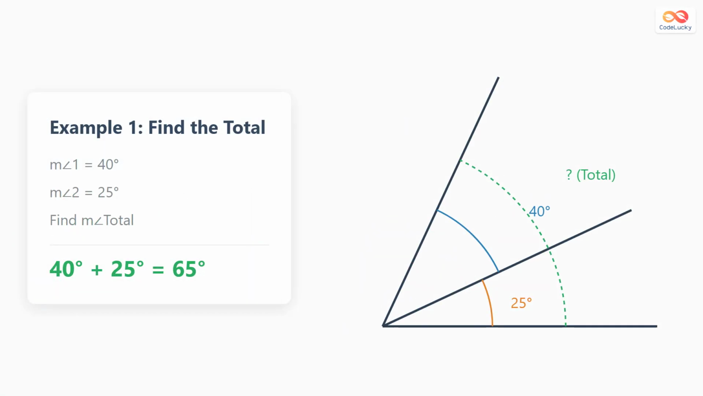Let's try a numerical example. Suppose we have two adjacent angles. The top angle measures 40 degrees and the bottom angle measures 25 degrees. To find the total measure of the large angle, we simply add them together. 40 plus 25 equals 65 degrees.